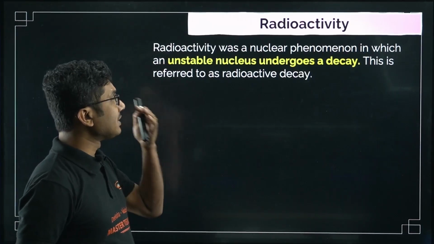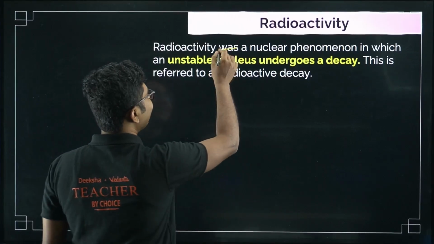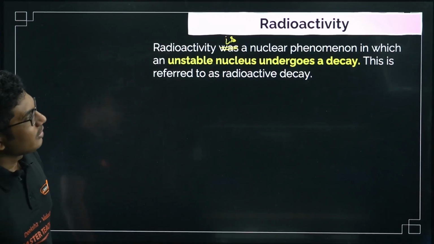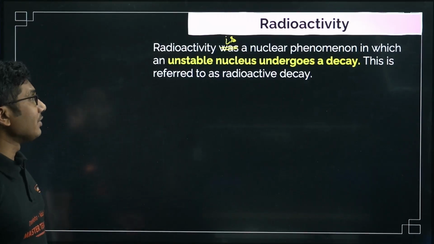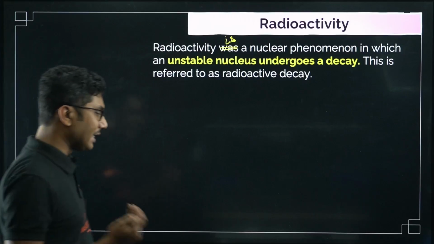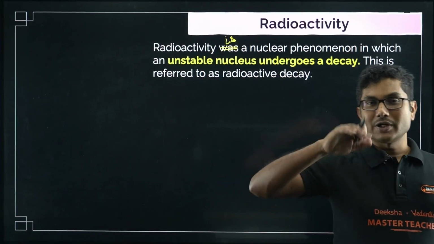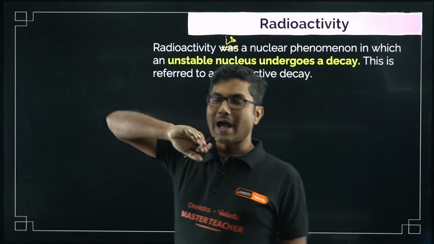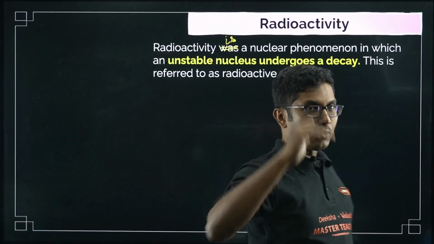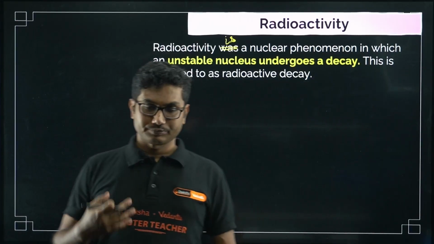So radioactivity is a nuclear phenomenon in which an unstable nucleus undergoes a decay. This is referred to as radioactive decay. So what is the meaning of unstable nucleus? As we have seen in the binding energy graph, as we go to heavier and heavier nuclei, the graph becomes lower and lower. That means the binding energy per nucleon is decreasing.